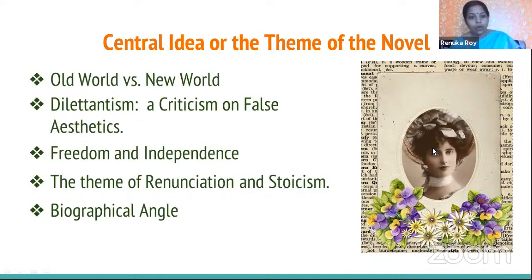The next point is dilettantism. What is dilettantism? It is a false aestheticism. Here there is a criticism made by Henry James in this novel of the attitude of false aesthetic sense. Gilbert Osmond is the villain in the novel, and he is the dilettante. He is the representative of this ideal.